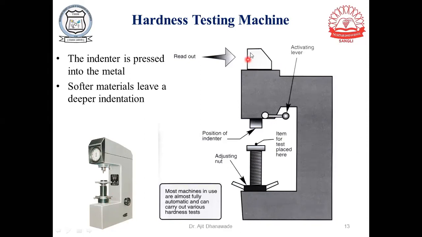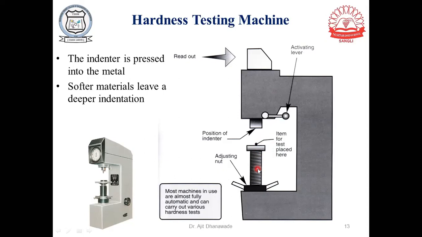So this is the gauge where you will read the observation. First, this is the activating lever which will be used to apply the load. At this point, the indenter will be fixed. Next, below that you can see the adjusting screw, or adjusting nut. Above this adjusting nut there is a particular arrangement, and over that table-like structure you can keep your specimen. This up and down movement can be done by the lever provided on this adjusting nut.